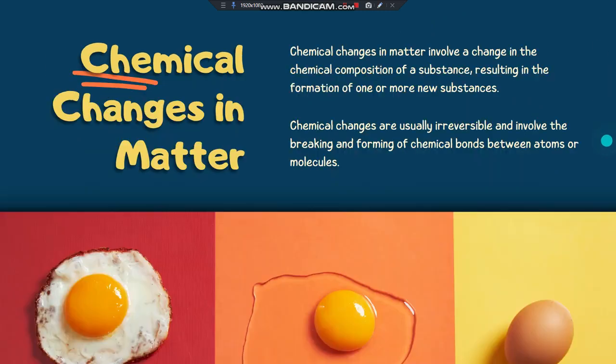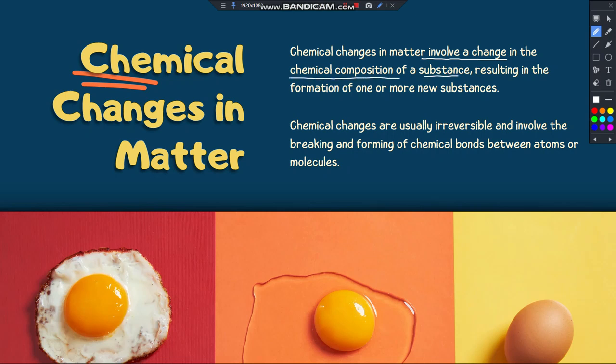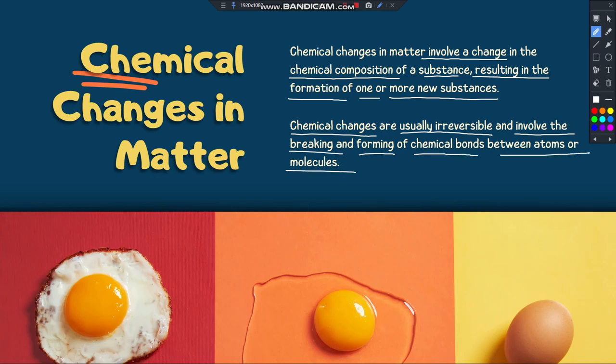Alright, so that being said, brings us to the next thing we want to talk about, which is the chemical change in matter. Chemical changes in matter are simply changes that involve a transition in the chemical composition of a substance, resulting in the formation of one or more new substances. Chemical changes are usually irreversible, and they involve the breaking and the forming of chemical bonds between atoms or molecules.